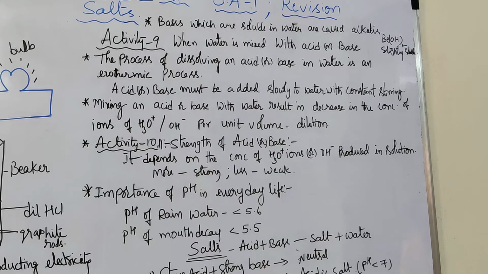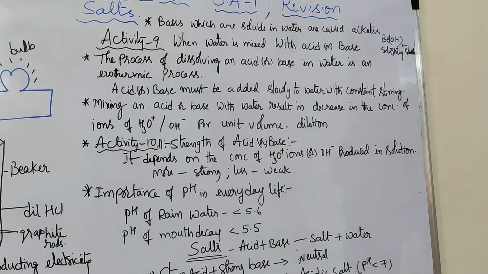Next, tooth decay. Tooth decay starts when the pH of the mouth is lower than 5.5. When it is lower than 5.5, it is acidic in nature. Our teeth have an enamel made of calcium phosphate, the hardest substance in the body. It does not dissolve in water, but it is corroded when the pH value is below 5.5.